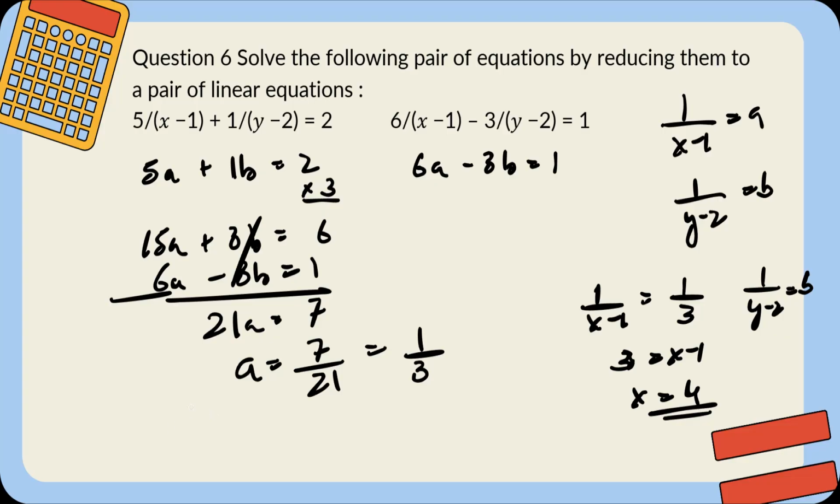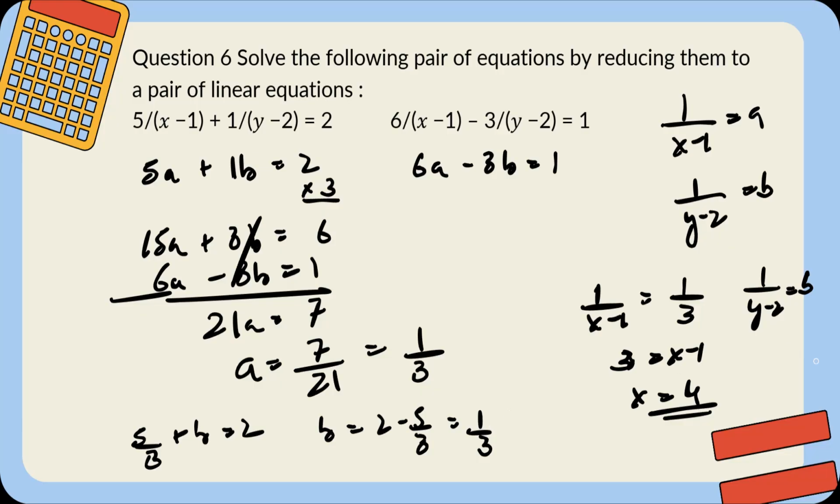Similarly, 1 by y minus 2 is equal to b. So let's get b, right? Substitute in any of the easy equations, the smaller coefficient equations. Substitute and find the value of b. b is equal to 2 minus 5 by 3. So take the LCM, it will become 3 2s are 6, 6 minus 5 by 3. So it will become 6 minus 5 is 1. So 1 by 3 will be the answer. So 1 by 3 will be b, right?